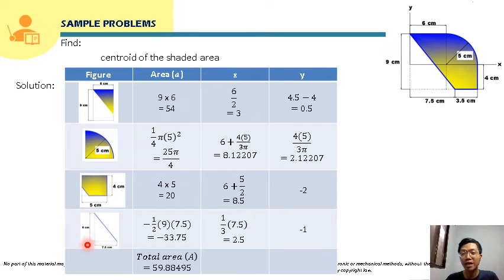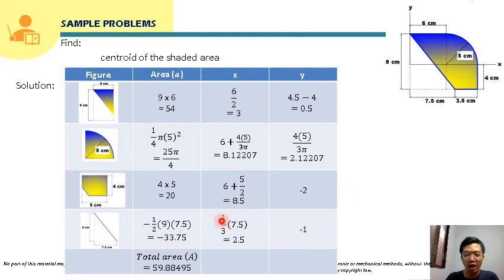And we are going to subtract this. Now, if you're going to subtract this, we have to indicate a negative here. So this will be 1/2 base times height. That will be 1/2 times 9 times 7.5, so that will be 33.75. This will be negative, just to indicate that we will subtract this area.